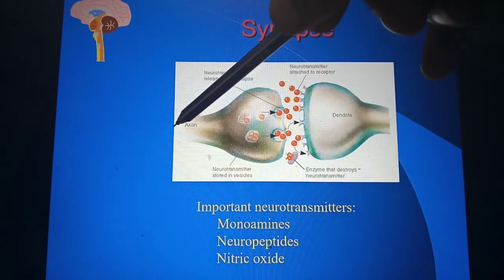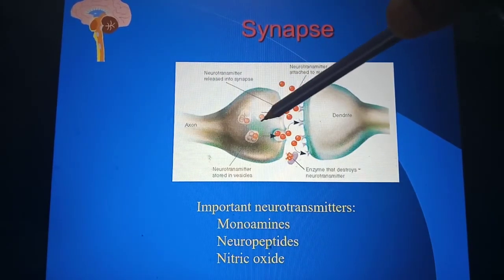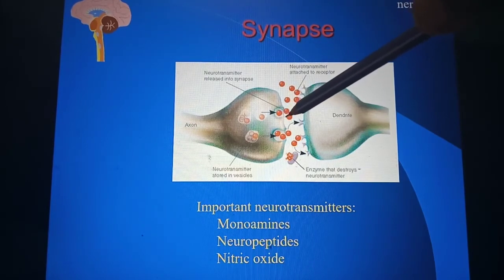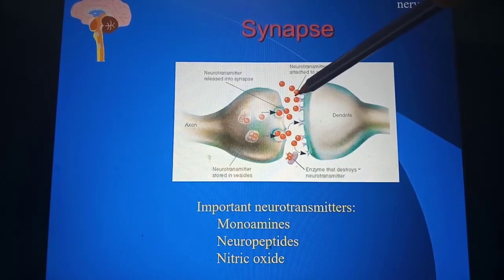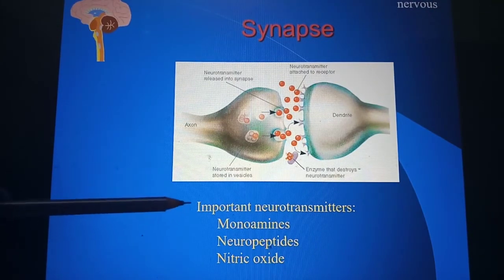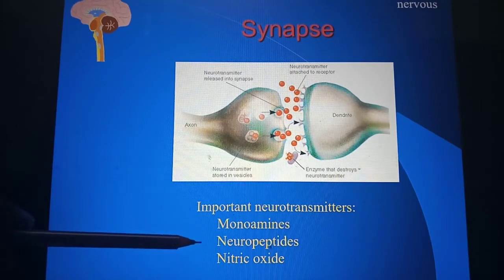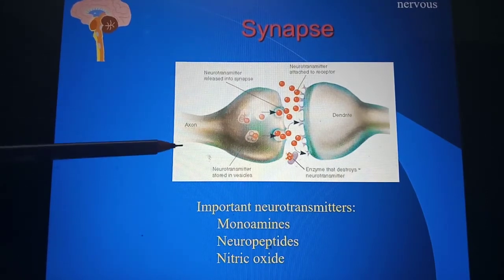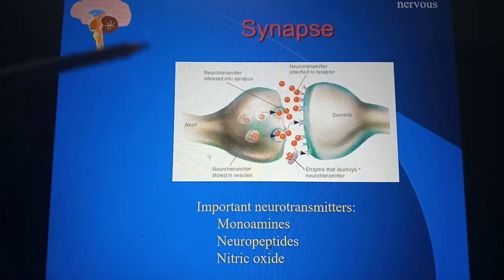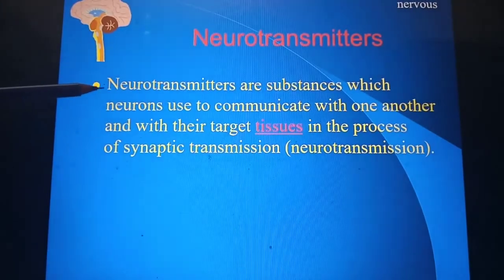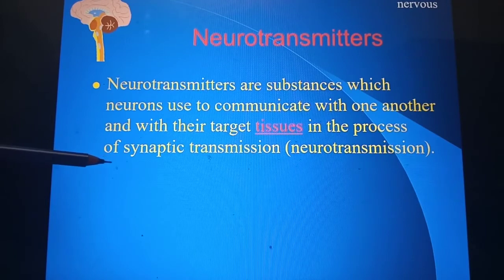So that is how information is passed. Axon brings neurotransmitters, they are released here, they attach to the receptors on the next nerve, and then they carry on. Examples of neurotransmitters are monoamines, neuropeptides, nitric oxide. There are many neurotransmitters. We'll see a few more later. So what are neurotransmitters? They are substances which neurons use to communicate with one another and with the target tissues in the process of synaptic transmission.